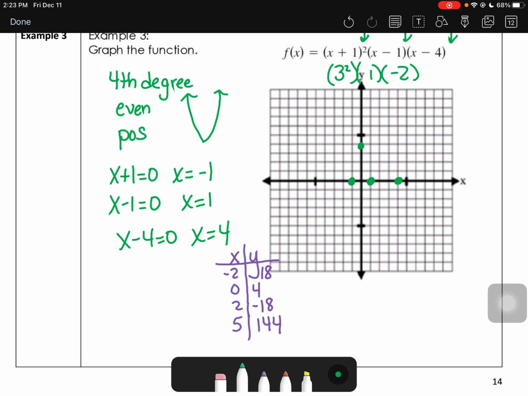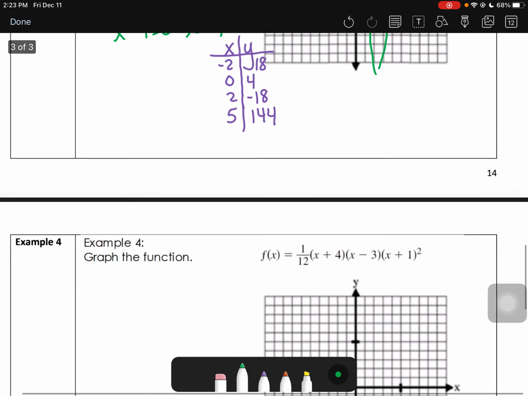So when we draw this graph in, we have -2, +18, which is going to be way up. So we're going to come down and connect. And then we have 2, -18, so that's going to go way down and come back up, and then go very steeply off the graph to +144. So that's what a picture will look like. It does open up like a parabola, but there's also a lot of bumps in it as well.